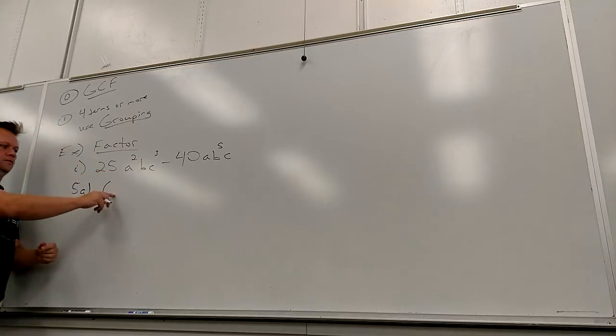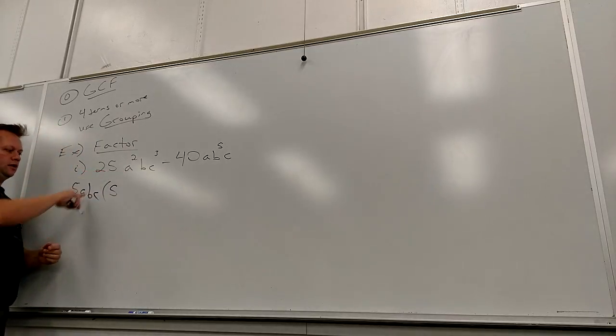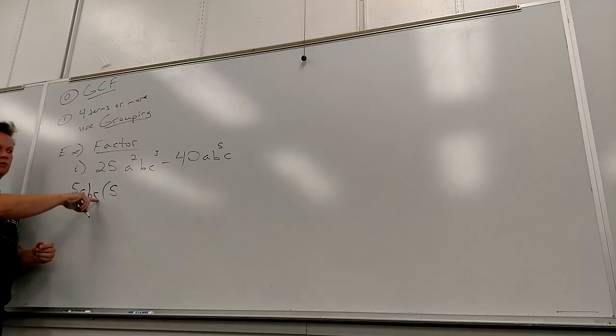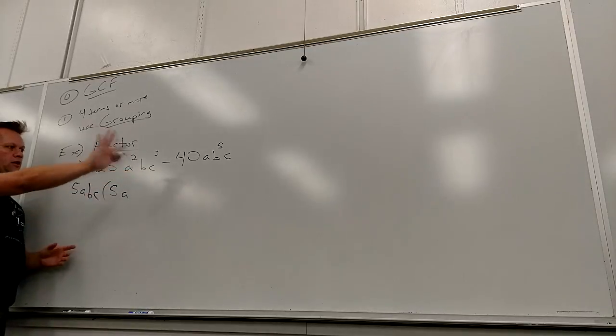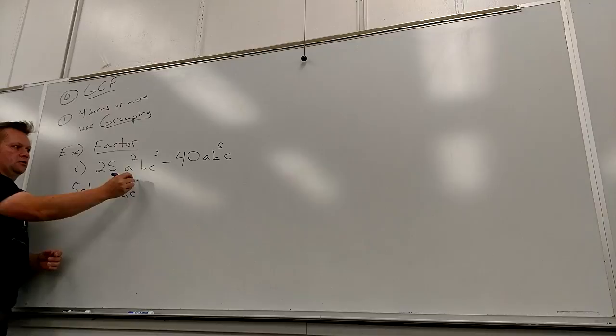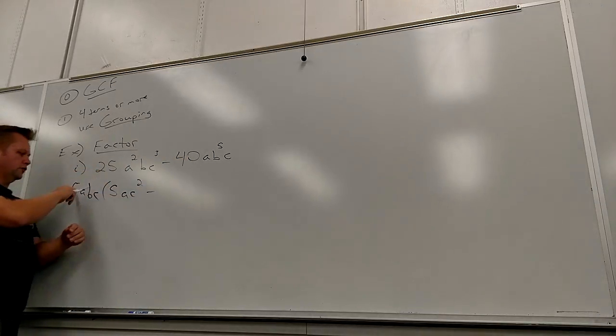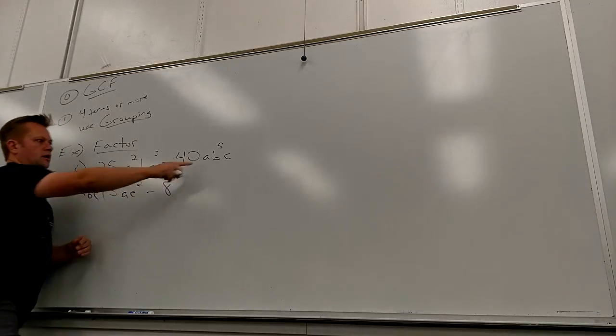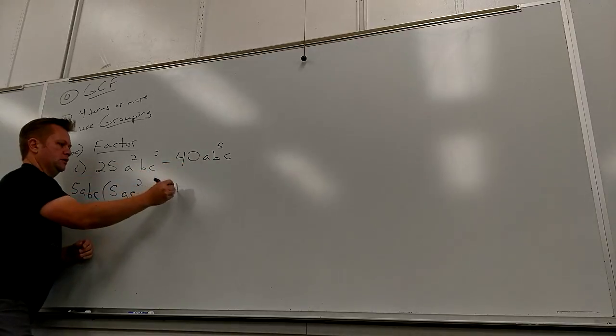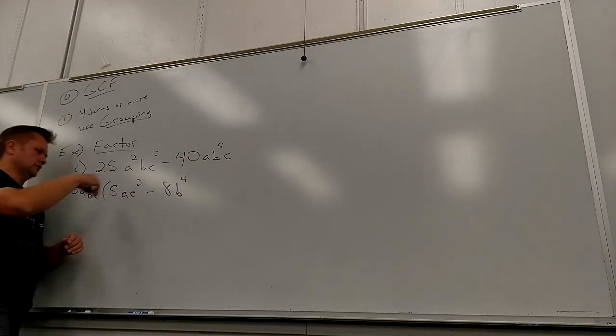So what's left here? 5. And then I just lose one of each letter. So I had 2, I got 1. I had 1, I lost it. I had 3, I got 2. 40 divided by 5 is 8. I had an A, I lost it. I had 5 B's, I took 1 away. I had a C, I lost it. Sure.